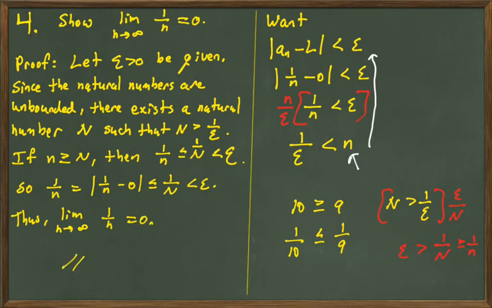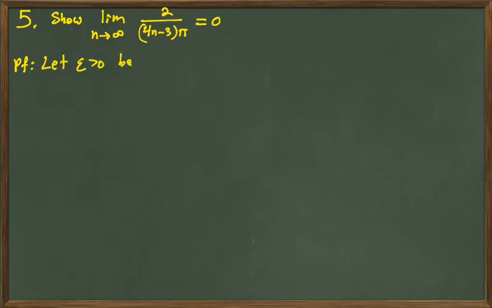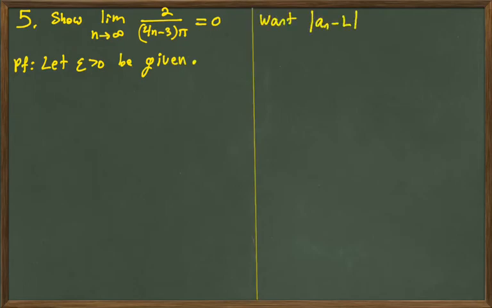We'll go ahead and look at another example of doing an, it's not an epsilon-delta proof, it's like an epsilon-N proof or epsilon-M proof. So here we're going to show the limit as n goes to infinity of 2 over 4n minus 3 pi is going to go to 0. So we're going to let epsilon greater than 0 be given. What we want is not the function, but the sequence minus its limit to be within epsilon.